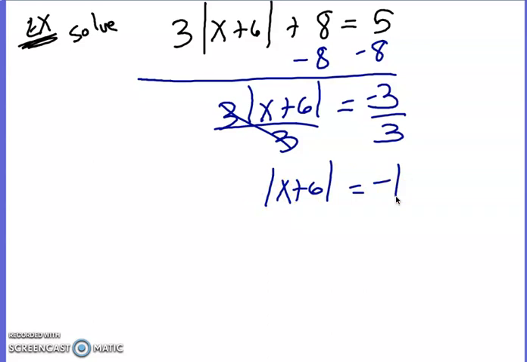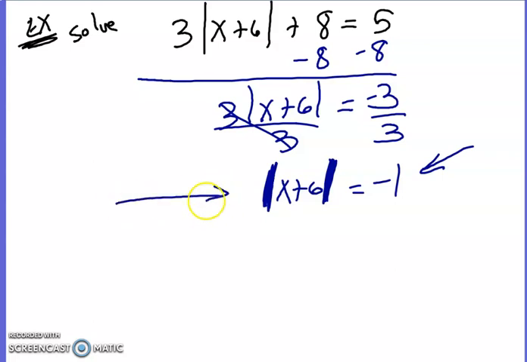Because remember the definition of absolute value. The definition says the distance from 0 to that number, and remember, distance is always positive. So this right here is saying, hey, when will this absolute value ever equal a -1? When will distance ever equal a negative distance? When can I ever pull out my tape measure and get a negative number? You can't. This is impossible.